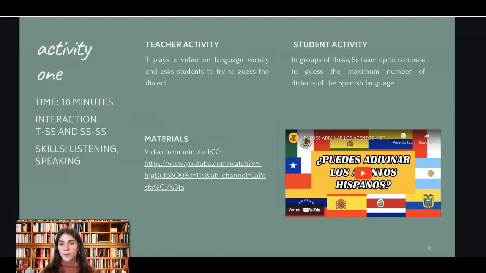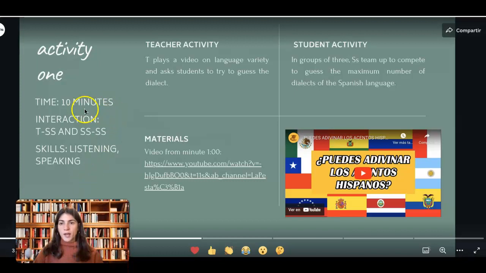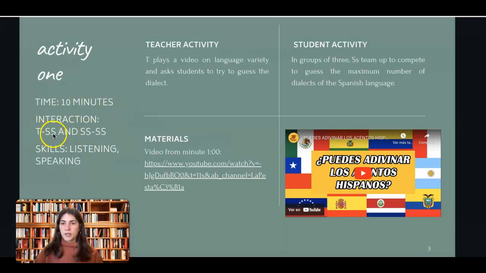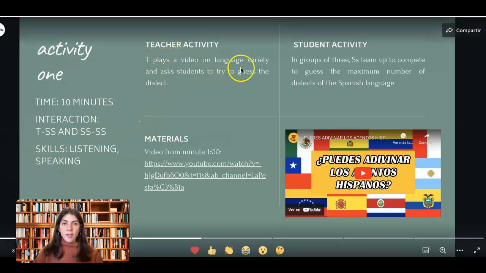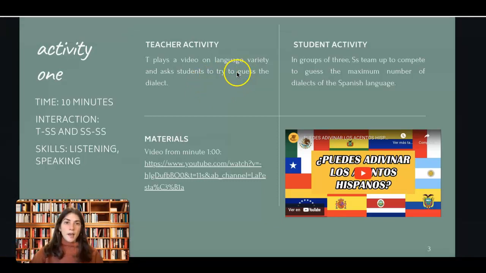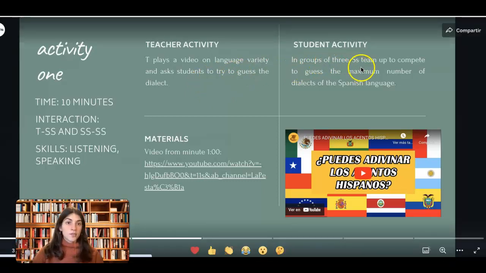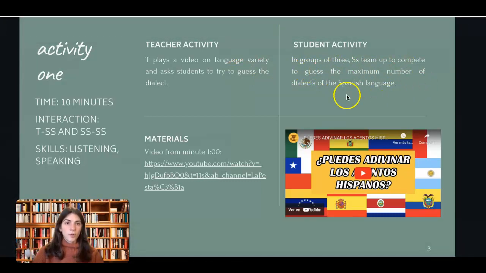So the first activity will be 10 minutes long, and the interaction will be teacher-students and student-student, and we will practice listening and speaking skills. First, the teacher will play a video on language variety and ask students to guess the dialect. In groups of 3, students team up to compete to guess the maximum number of dialects of the Spanish language. As we discussed in class, I think it's important to motivate them, and a very good way of motivating them is to include some competition in the classroom.